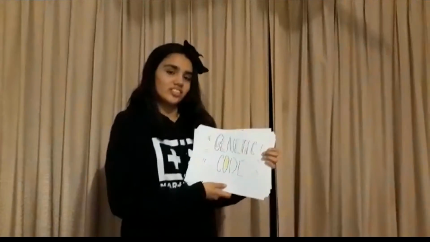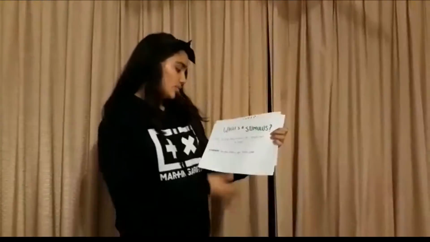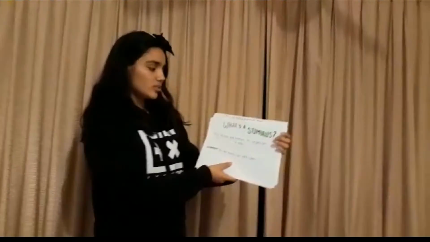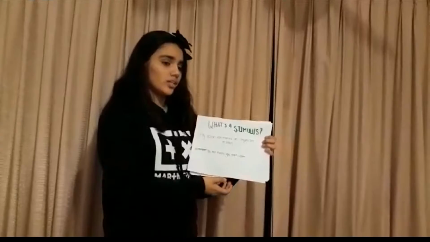Living things have a genetic code. Living things respond to stimuli. And what is a stimulus? A stimulus is any action that makes an organism react. This is an example: you are thirsty and you drink water. The stimulus is that you are thirsty, and the reaction is that you are going to drink water because you are thirsty.